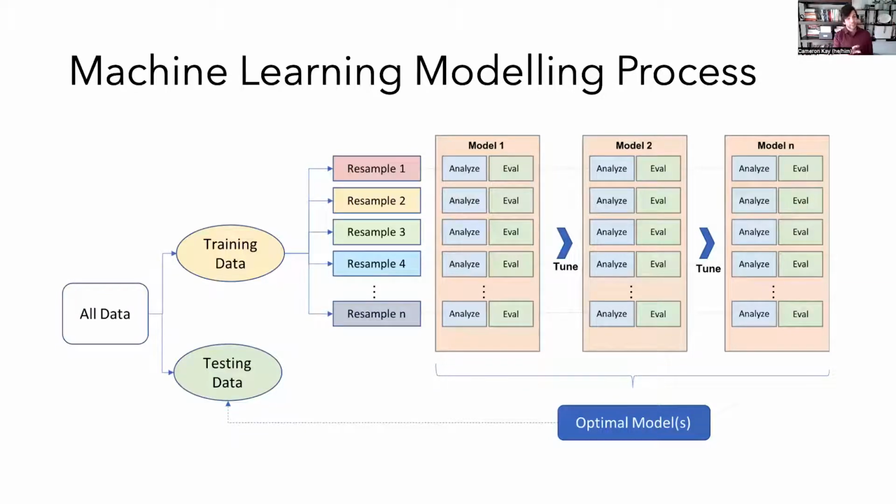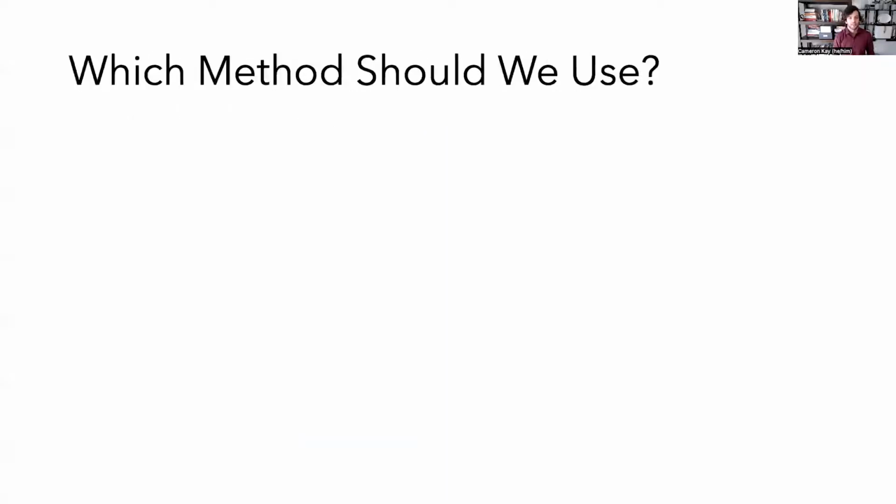Okay, so we've split our data. We ran this resampling, which again, I'm just hand waving over. And then we want to run a model. But the question is, which method should we use? Which method should we use to run this model? As we saw in a previous slide, there's tens and tens of different methods, probably hundreds of different methods. Which one are we going to use to run our model? So that's our first question.